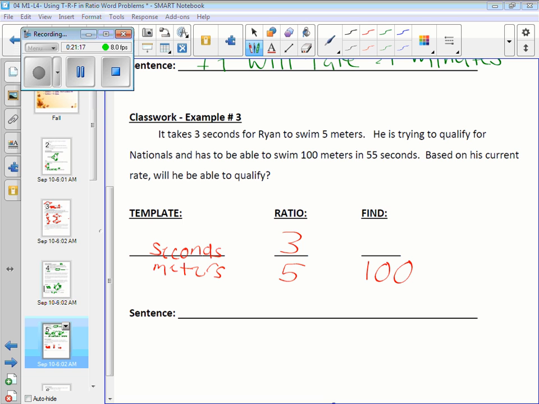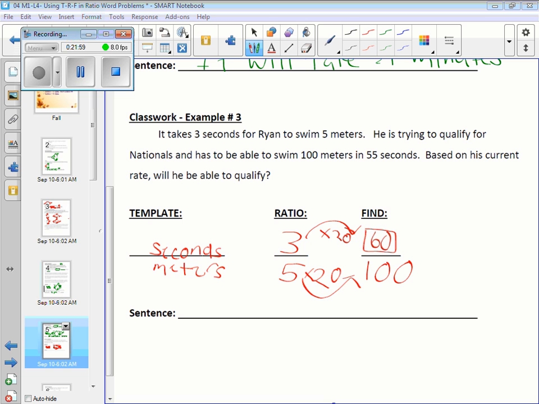We don't know whether he's done this in 55 seconds or not, but we do know he needs to swim 100 meters. We're trying to figure out if he can do it in 55 seconds or less. So from this point now, using either multiplicative structure or constant, find the missing value. So I knew that 5 multiplied by something would be like times 20. Then I knew I had to do times 20 for this, which gave me 60. Step out so everybody can see that. So if you do this straight up, 3 to 5 is an equivalent ratio for 60 to 100.